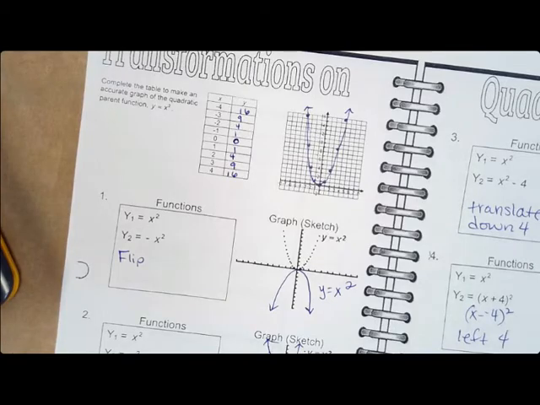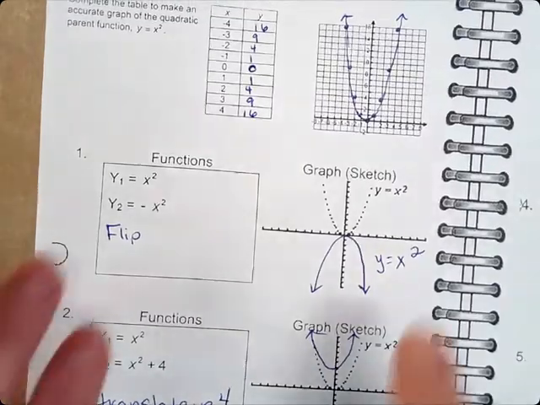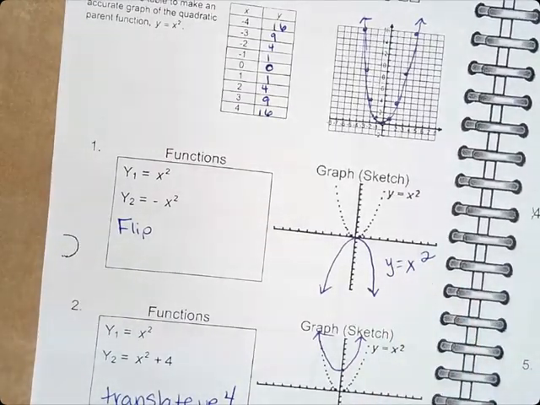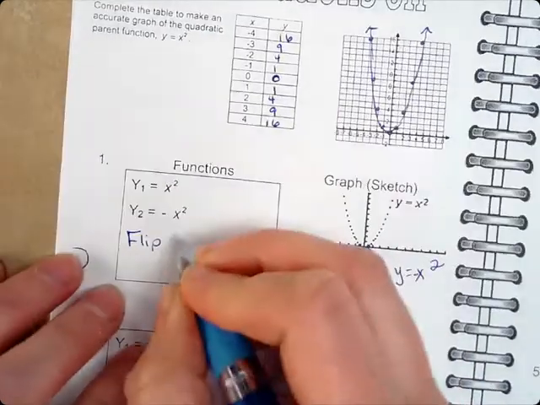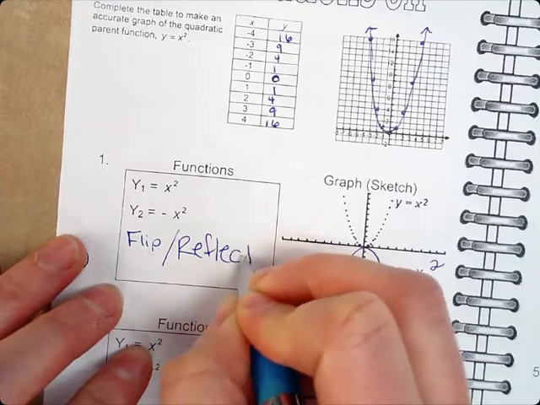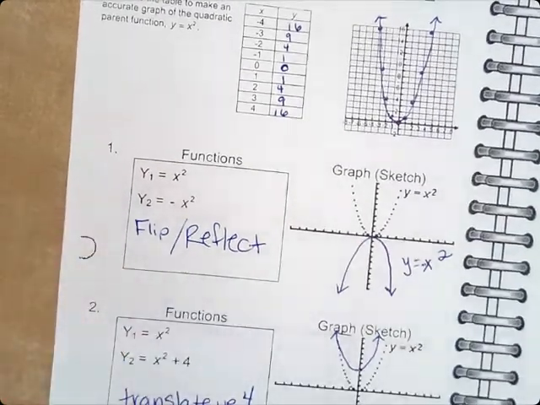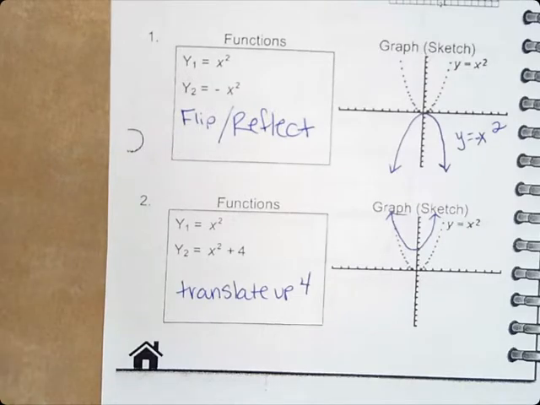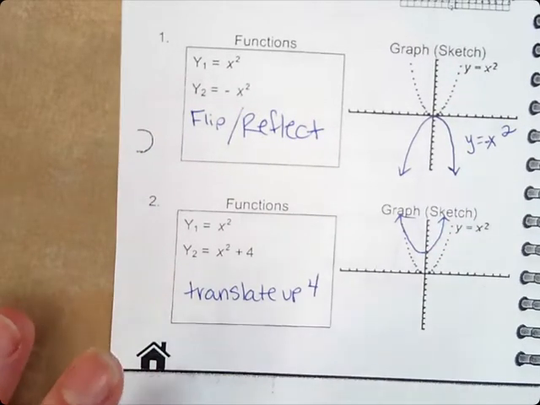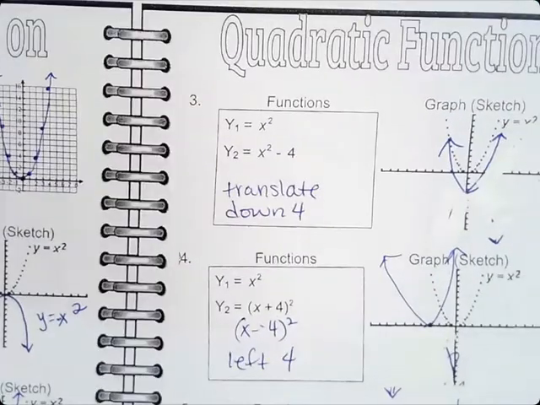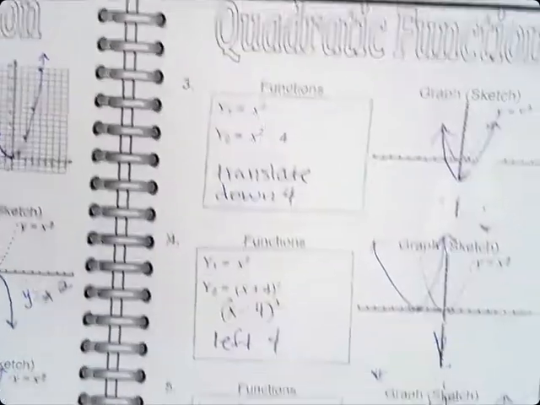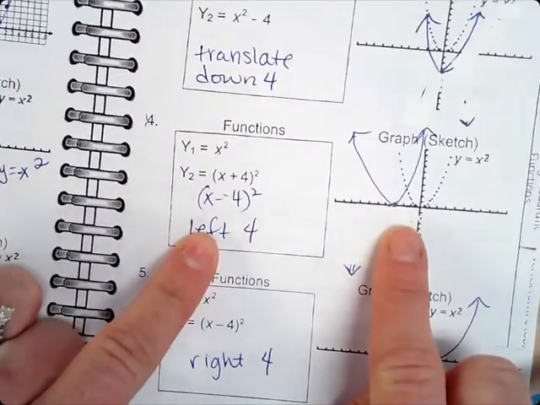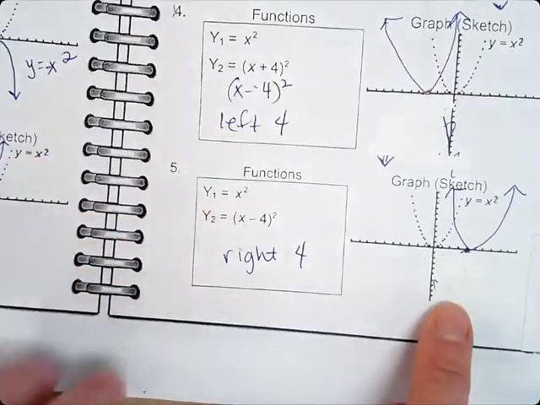Let's go over how you did. Okay, so the first one is just flipped. Or reflect. Reflect is a much better math word. Okay. The next one, translate up 4 units. Okay. The next one, translate down 4 units. My sketches are pretty rough, but you get the idea, right? Okay. The next one, left 4. Then right 4.